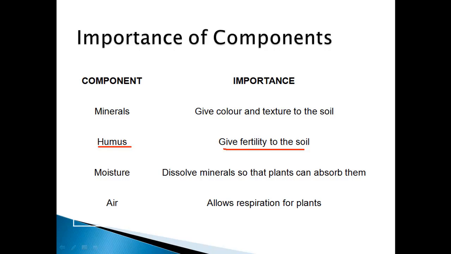this converts into enriched humus. Moisture. Moisture in the soil gives nourishment to the plant. The roots of the plant absorb moisture from the soil along with the minerals. Air. The intermolecular space in the soil allows the plants to respire. All these components together play a very important role for good quality soil.